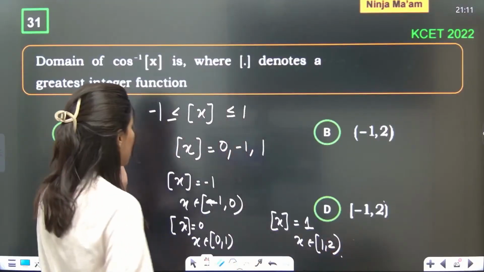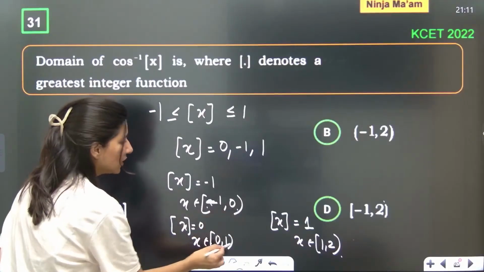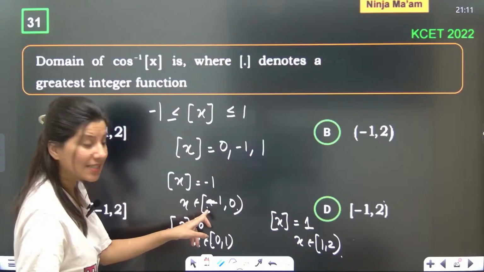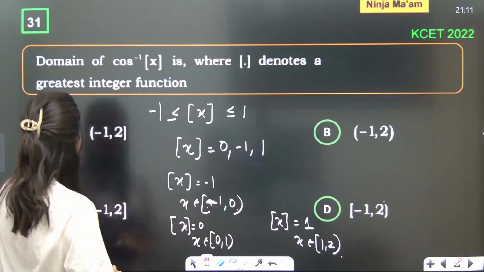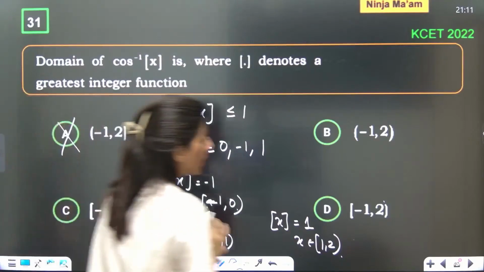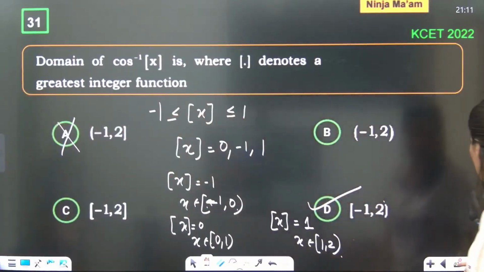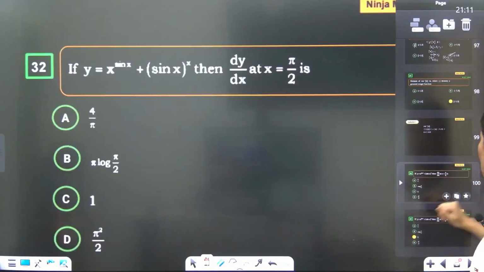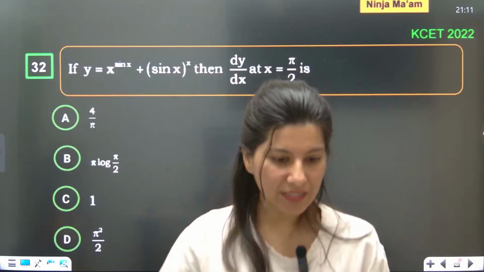Okay. So finally, if you take the union of -1 to 0, 0 to 1, 1 to 2, we get -1 to 2, in which -1 is included but 2 is excluded. So this option is wrong, because I want -1 in my answer. So I think option D is absolutely right, where -1 is included but 2 is excluded.